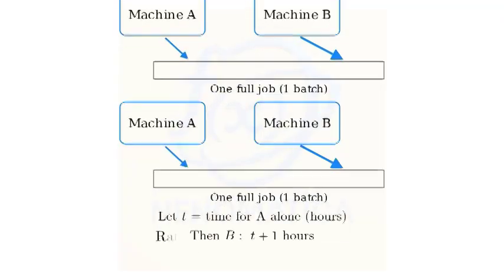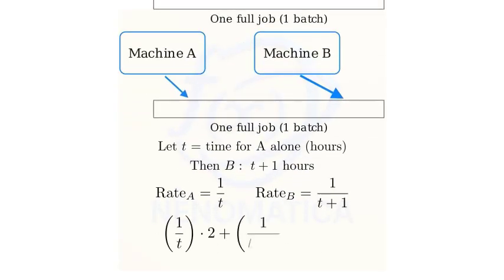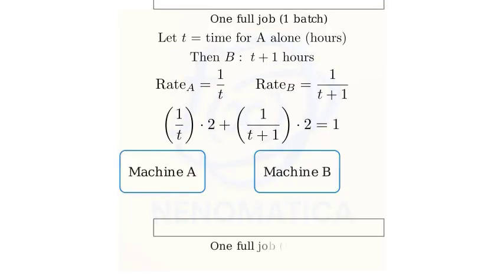Step 2. Convert times to rates. Rate is 1 over time for one job. So in 1 hour, A completes 1 over T of the job, and B completes 1 over T plus 1 of the job. Step 3. Together they work for 2 hours and finish exactly one job. That means 2 times 1 over T plus 2 times 1 over T plus 1 equals 1.